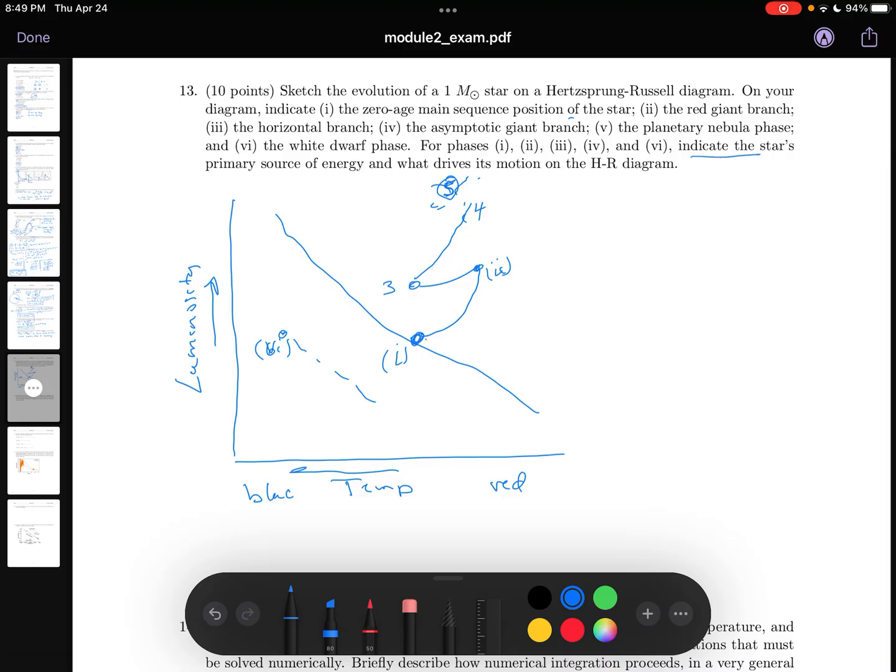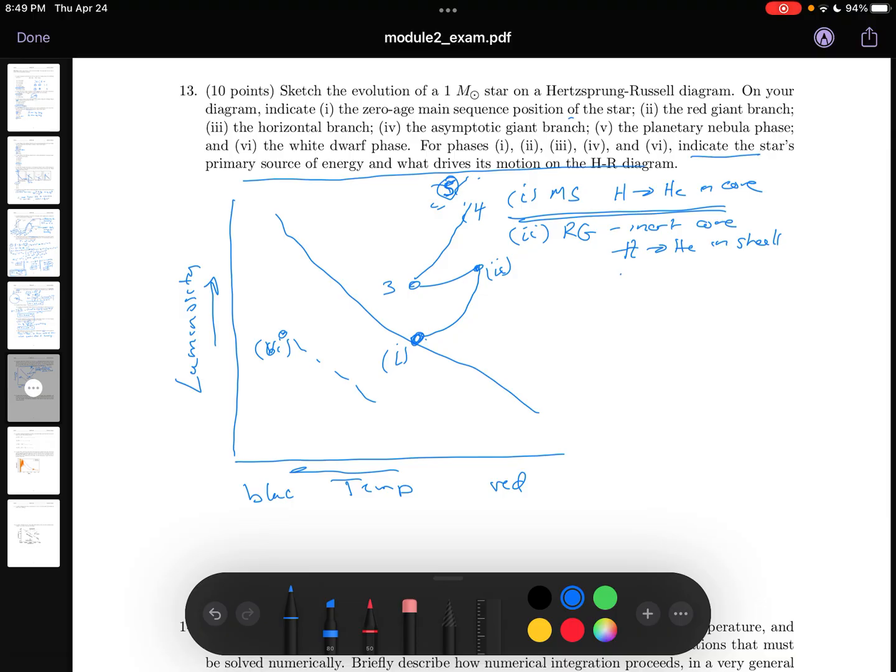Indicate the star's primary source of energy and what drives its motion on the HR diagram for each of those phases. So step 1 is the main sequence, and we have hydrogen going to helium in the core. Step 2 is the red giant phase. So red giant, we have an inert core, so nothing's happening there. It's just a core full of helium. And then we have a shell surrounding that, so hydrogen going to helium in a shell.